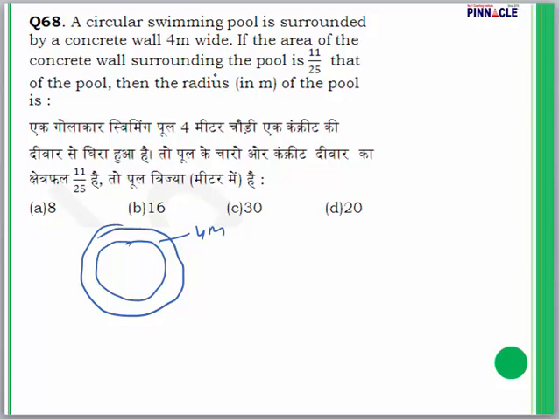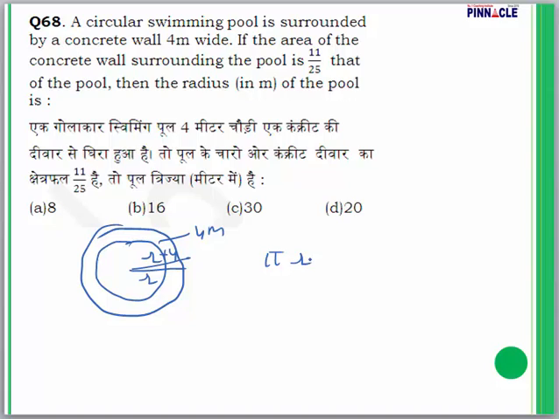If the area of the concrete wall surrounding the pool is 11/25 that of the pool, you can write here, this is r, then it would be r plus 4. Then we have to find the radius of the pool.